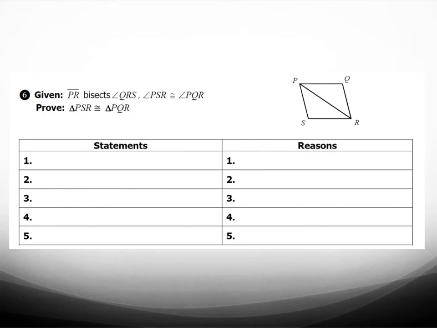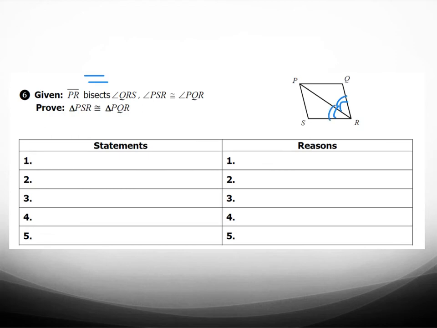Here we go. I can't stress enough: read the directions and mark up the information. So PR bisects. We talked about anytime you see bisect or midpoint, something is equal. So PR bisects angle QRS, so that's concentrating on angle R. So now we know that it's split into congruent angles.